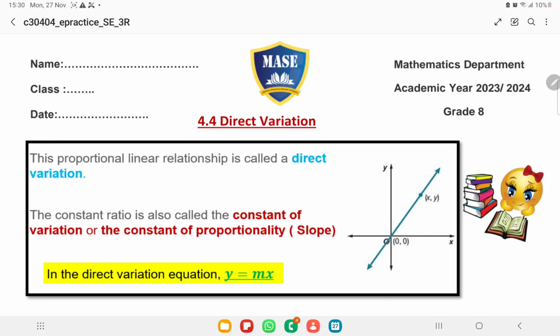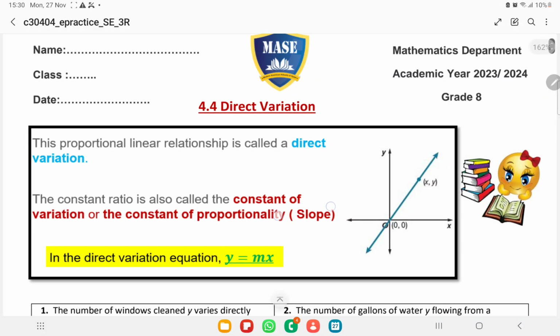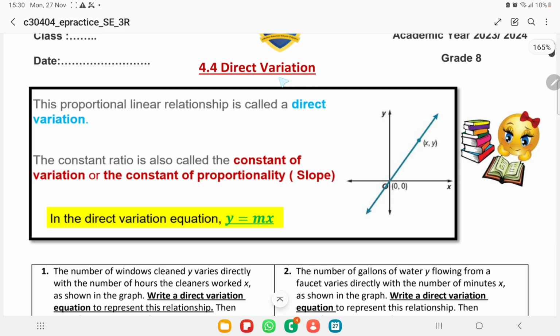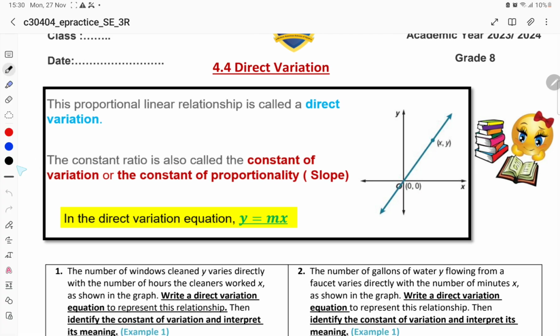In this video, inshallah, I want to study together 4.4 direct variation. The word variation means change. Direct variation: whenever the x changes, the y also changes at the same time.